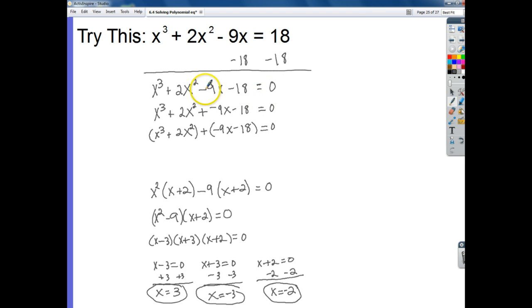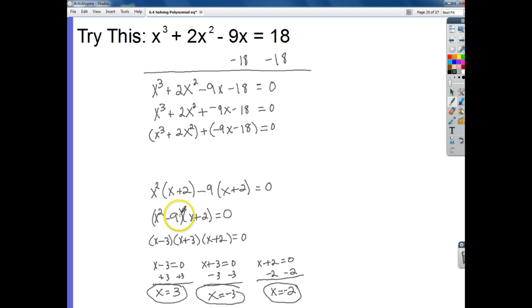All right, it's 4 terms. So we want to factor by grouping, and we're concerned that this has to be a plus, so we changed it to add a negative, and then we put our parentheses in around the plus sign that we just created. All right. In the first one, we take out an x squared. We're left with x plus 2. In this one, we factor out -9, and we're left with x plus 2. We factor out the x plus 2, and we're left with x squared minus 9.